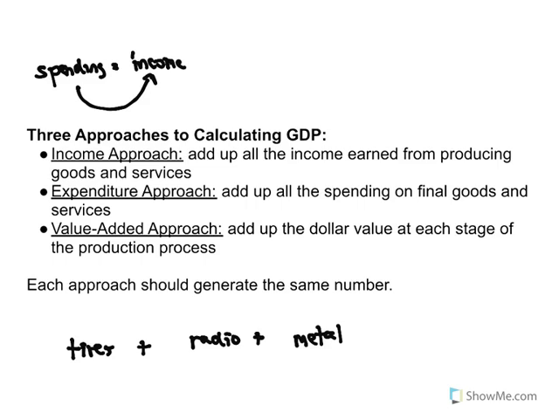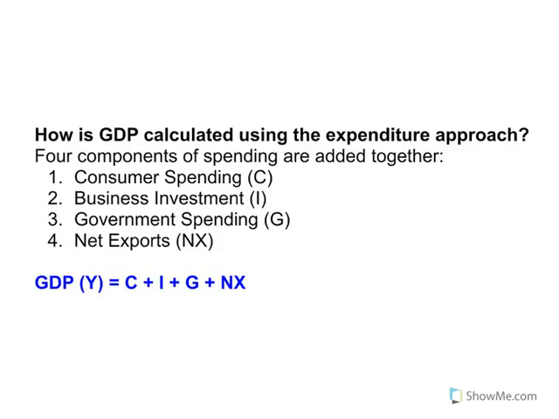And so it doesn't really matter which approach a government uses to track GDP, they all should get to the same value in theory. But the one we're going to spend our time on, and the one that you definitely need to know for the AP exam, is the expenditure approach, which looks at the spending side of the equation. And so that's what we're going to do here in this video.